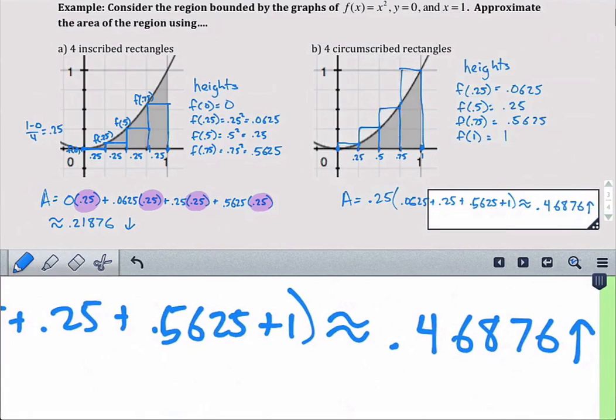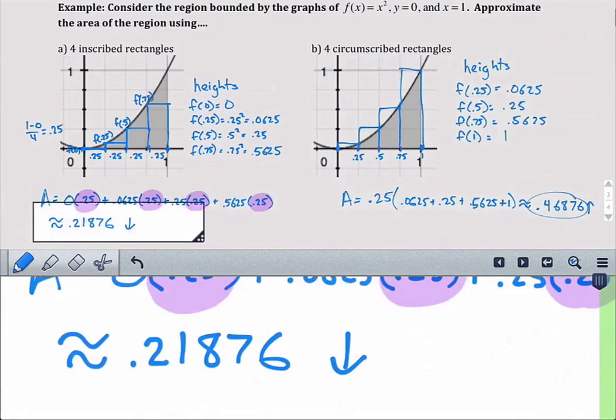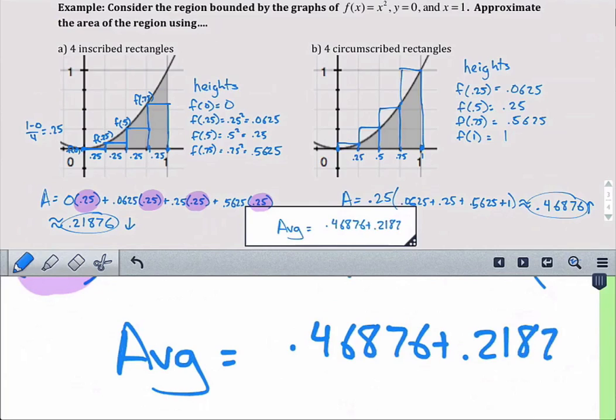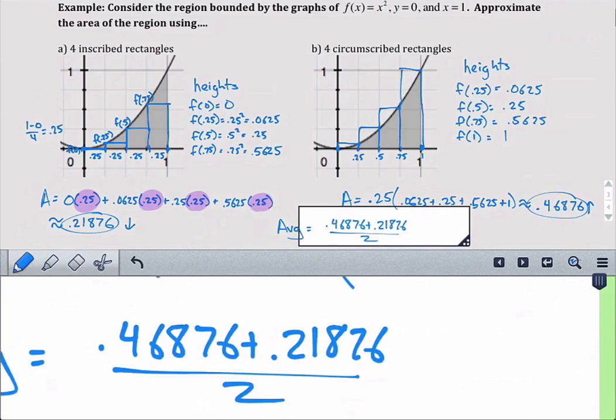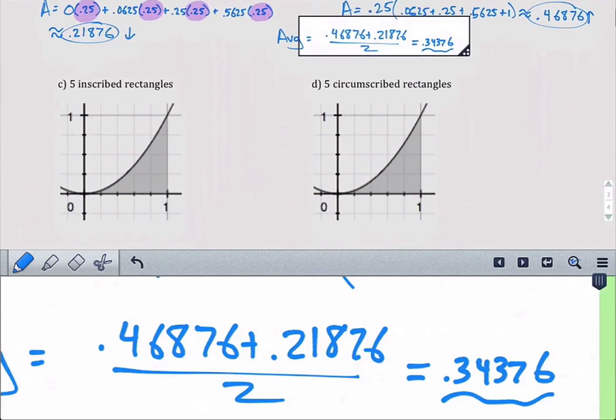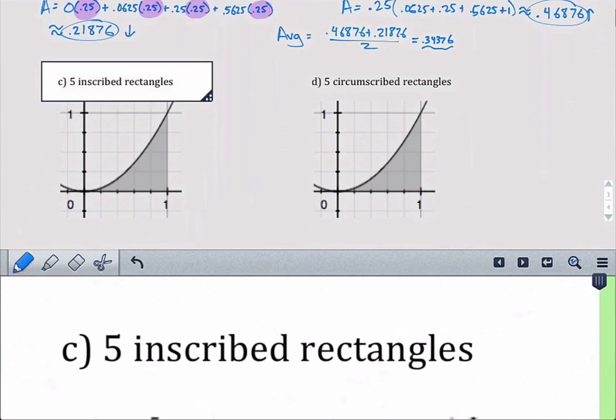So we know our actual answer is somewhere between here and here. So we could take the average of the two, putting this into our calculator, we get 0.34376, and that would be a good approximation of the area under the curve. Now, just like with the tangent line problems, as we increase the number of rectangles, we're going to increase our accuracy of our approximation. So let's go now to 5 inscribed rectangles.